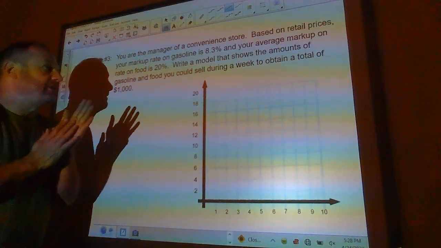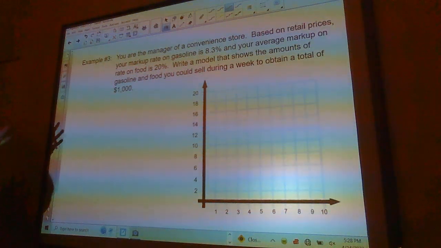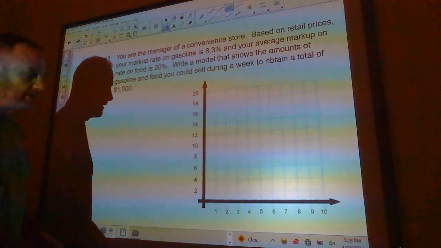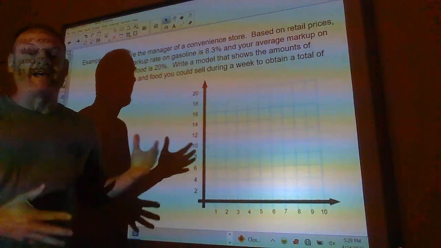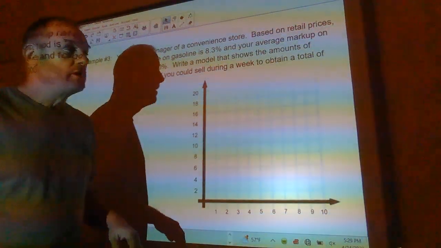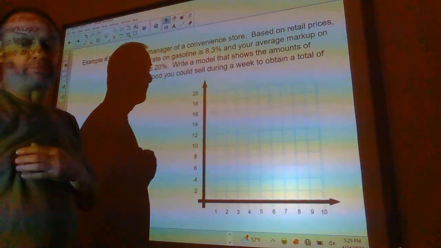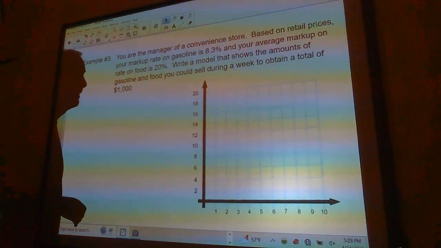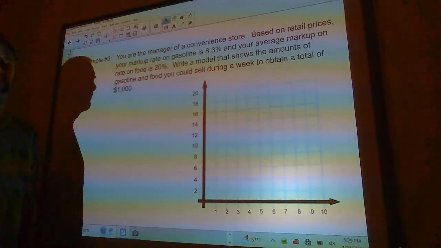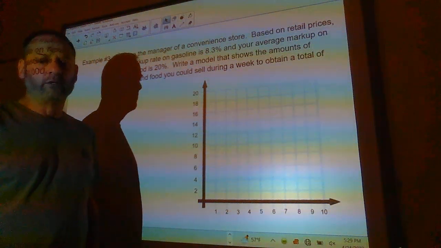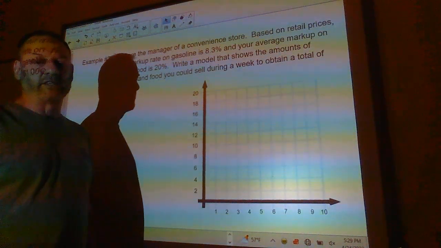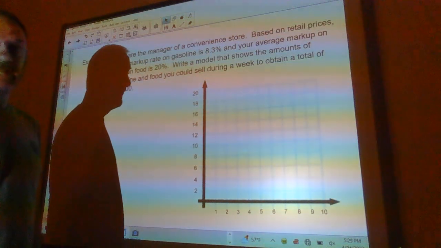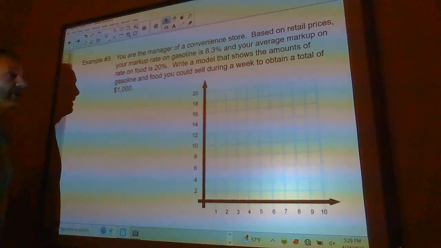Okay, you're the manager of a convenience store. Based on retail prices, your markup rate on gasoline is 8.3%. Now, if you don't know what markup rate is, that means that you buy the gasoline for a certain price. You add 8.3% of that price to the gasoline and you turn around and sell it. Okay? So let's say you bought it for $1 a gallon. You'd mark it up 8.3%. That would be 8.3 cents. And you'd sell it for $1.083 per gallon.